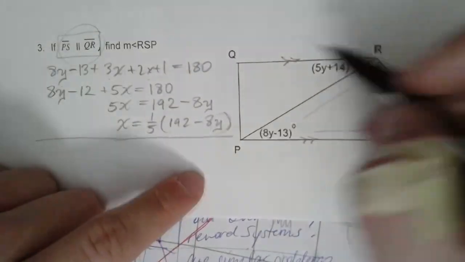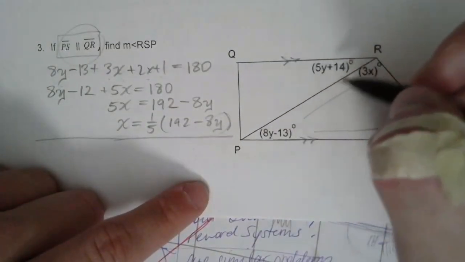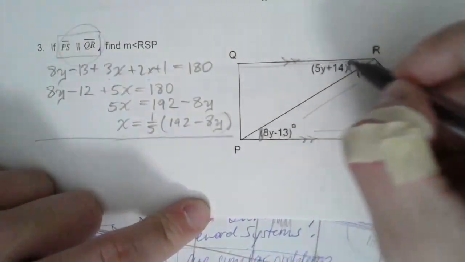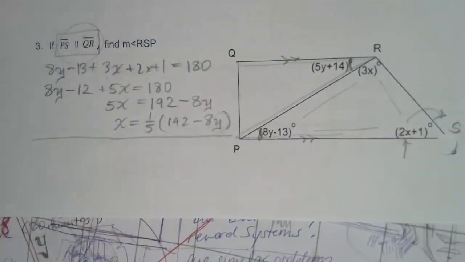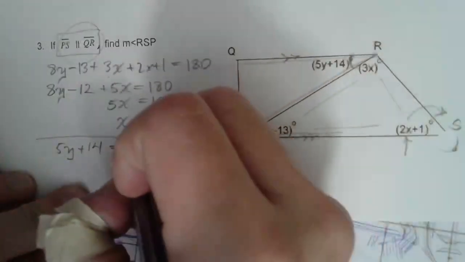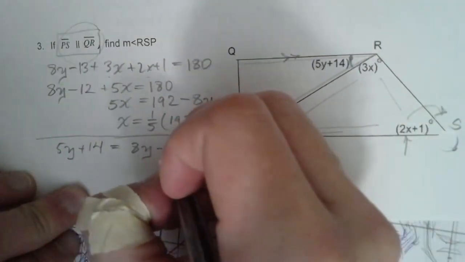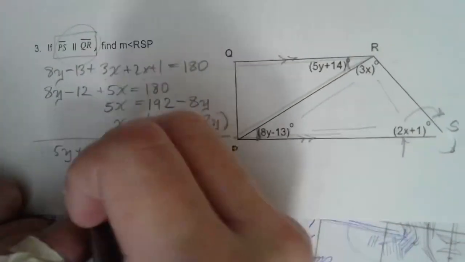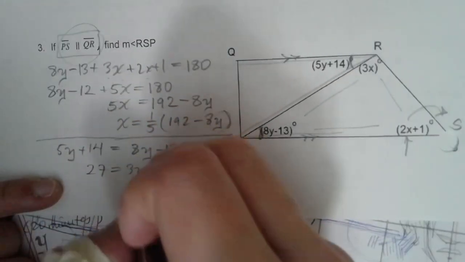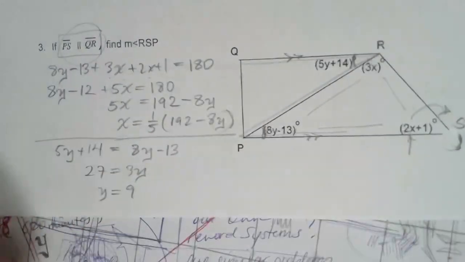Here I see that QR and PS being parallel means that this angle and this angle are the elbows of a Z. Do you guys see the Z? So they are alternate interior angles, and they must be congruent since those lines are parallel. So this means that 5y plus 14 must be the same as 8y minus 13. Look at that. So I'm going to add 13 to both sides, subtract 5y from both sides to get 27 is equal to 3y. And so y must be 9.